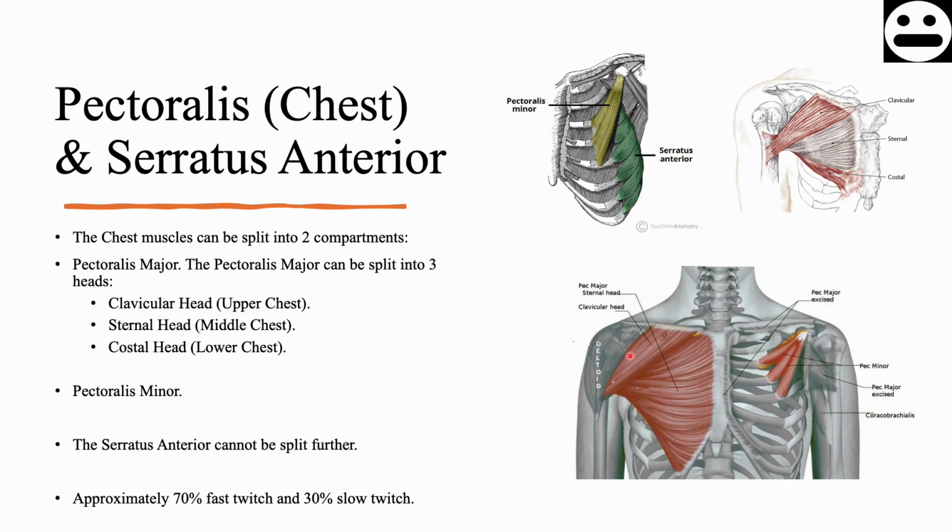You've got the clavicular head, which is the upper chest, and sternal head, which is the middle chest here, and you got the costal head, which is the lower chest here. And the serratus anterior is this muscle here. It can be seen. It's usually located just under the chest right here. And these muscles, they tend to be approximately 70% fast twitch and 30% slow twitch muscle fibers.